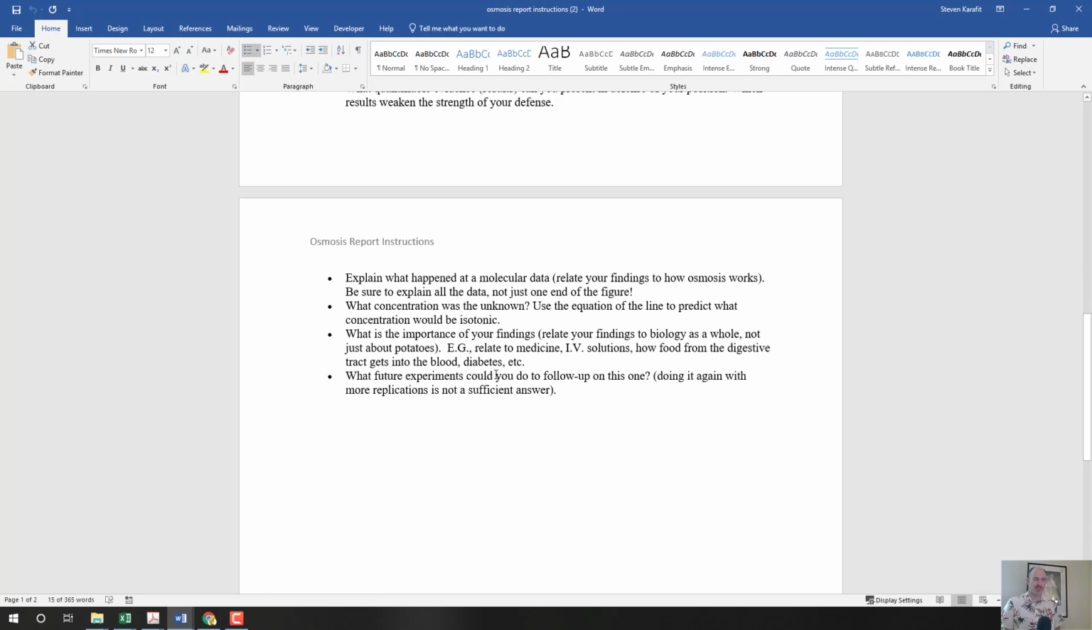Also, what concentration was the unknown? I have that on this guide in the conclusion. I would probably actually move that to the results section. What concentration was the unknown, and what concentration would be isotonic to your potato? Both of those require you to solve the question using the equation of the line from your graph. So an isotonic solution would have 0 change in mass. And the unknown, you know what change in mass it had. So calculate what the concentrations would be for those.